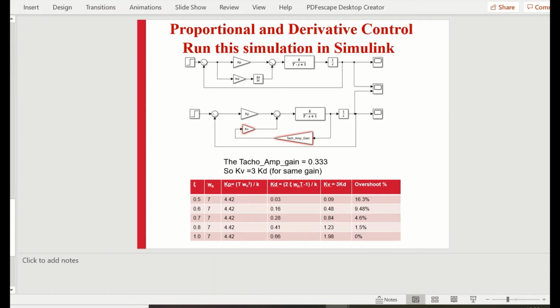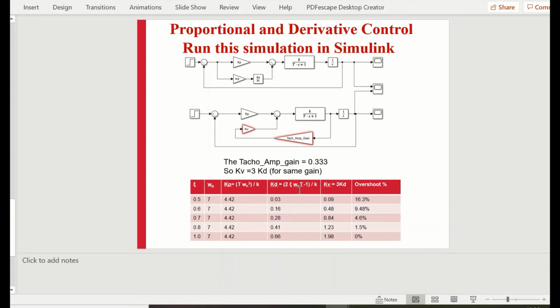So here's now, we also know that we need a Kv value as well for our practical work and also for running this simulation. So because this gain here is 0.33, this times this has to equal this. So therefore this number here, in my particular case, will be 3 times this. So if I take these numbers here, multiply them by 3, that gives me these numbers here for Kv. So I've now got a complete set of numbers.